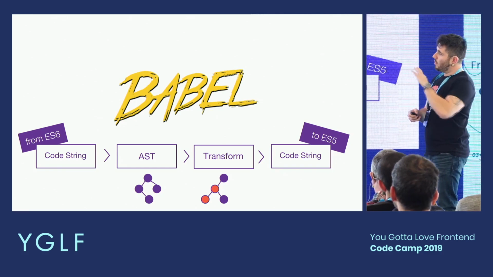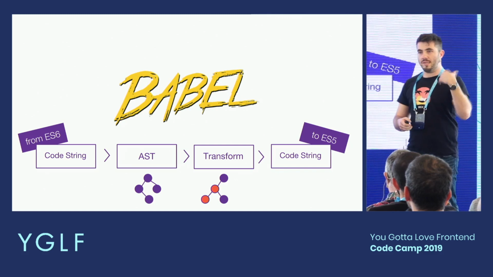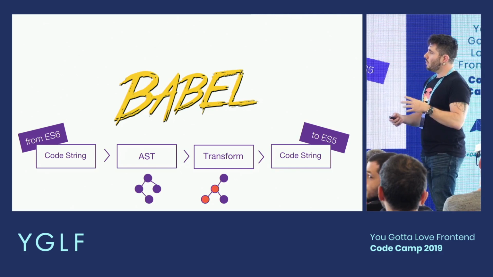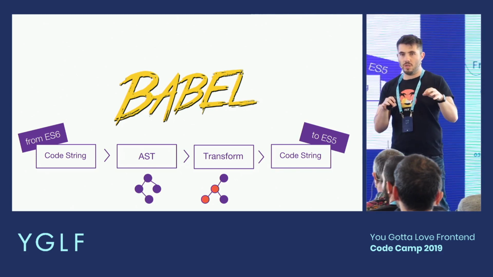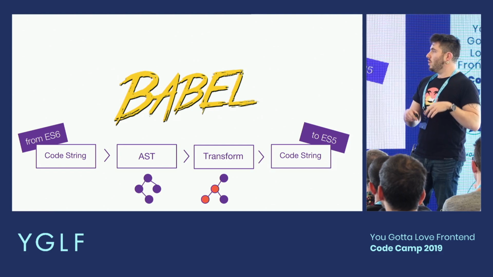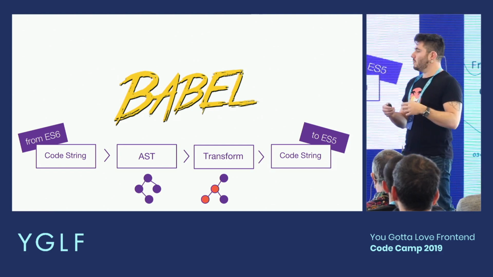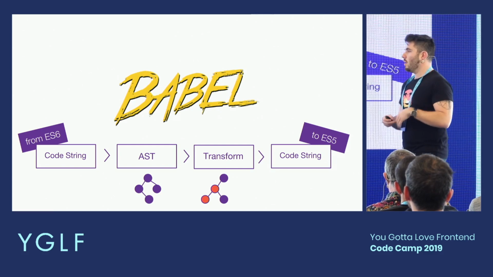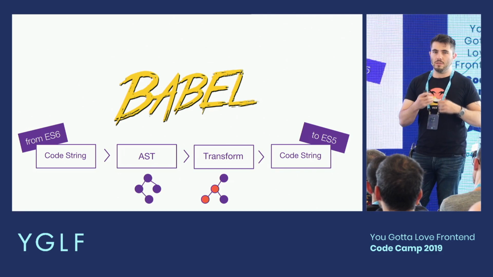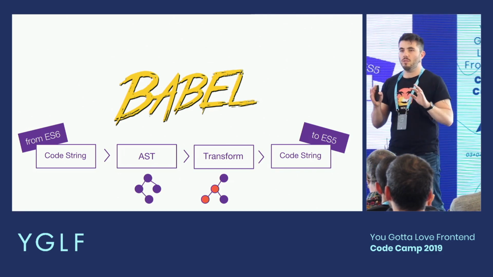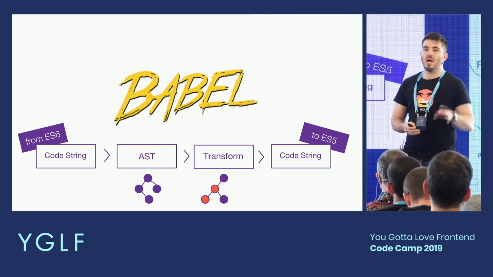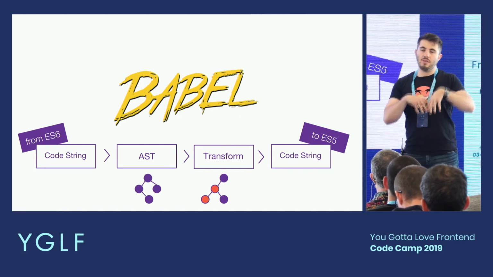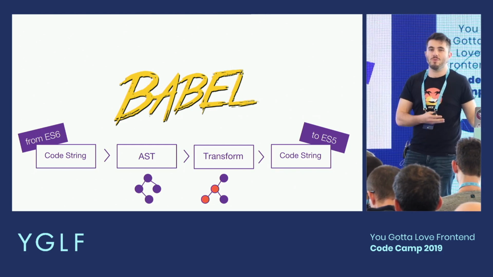So we will look at an example of the transformation of ES6 to ES5, which is usually what you use Babel for. So it all starts with the code string, the code you have just written, which Babel then transforms into something called an AST, which stands for Abstract Syntax Tree. Now, we will not go too deeply into what an AST is, but you can think of it this way. An AST for JavaScript is what the DOM is for HTML. It's basically a JavaScript object which describes your JavaScript.